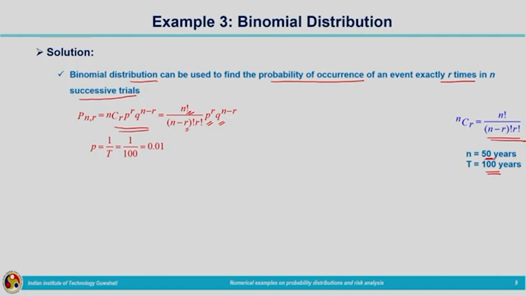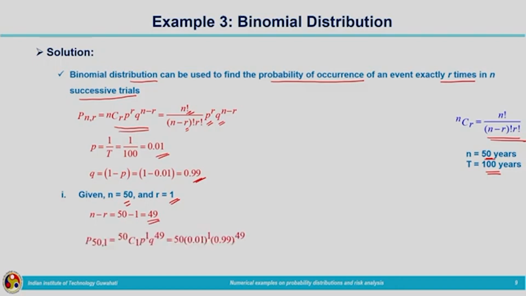So, p can be obtained as 1 by T. We know probability of exceedance is nothing but 1 by return period. Return period is 100, so p can be calculated as 0.01, and what is q? q is 1 minus p, that is 0.99. Now, we can substitute in the binomial distribution. For the first condition, n is 50 and r is equal to 1, that is, the flood is occurring once. Now, we can calculate n minus r as 49. Now, you can calculate the value corresponding to P(1), that is equal to 0.31, which is equivalent to 31%.